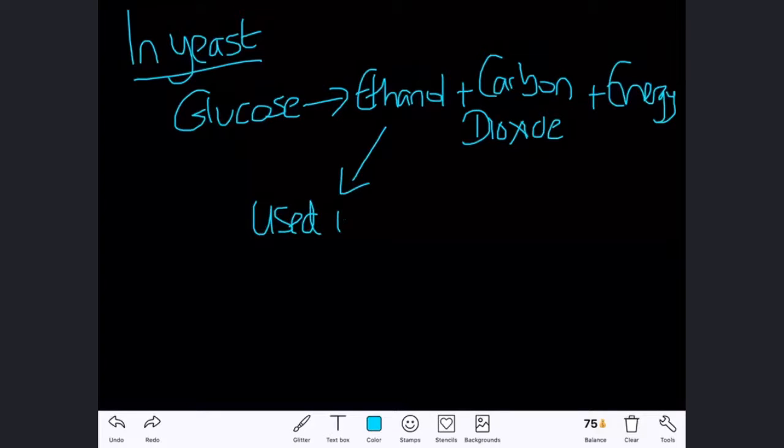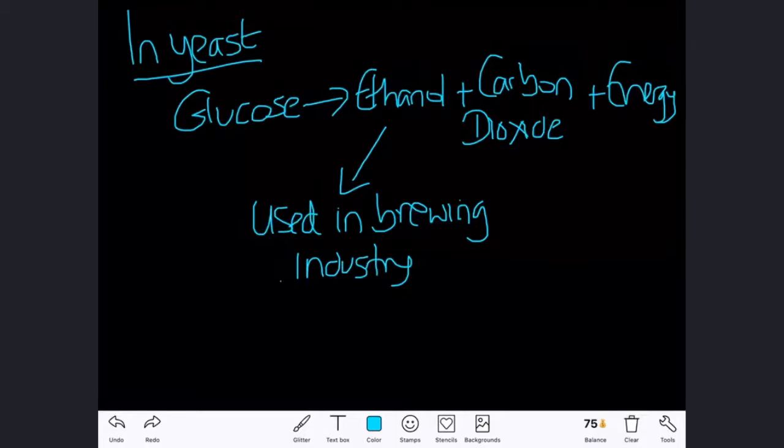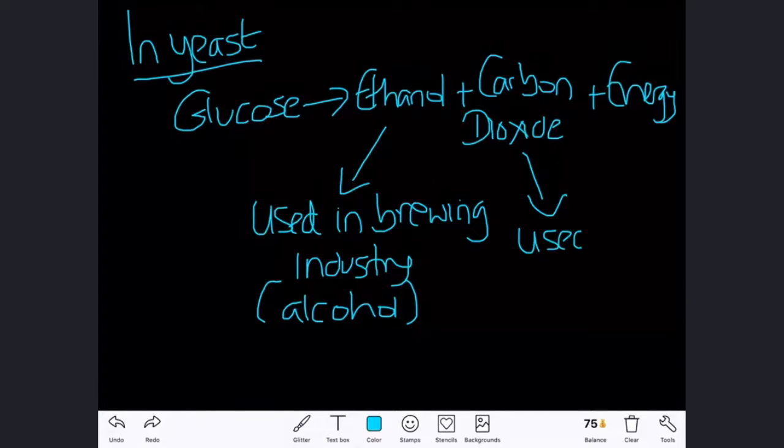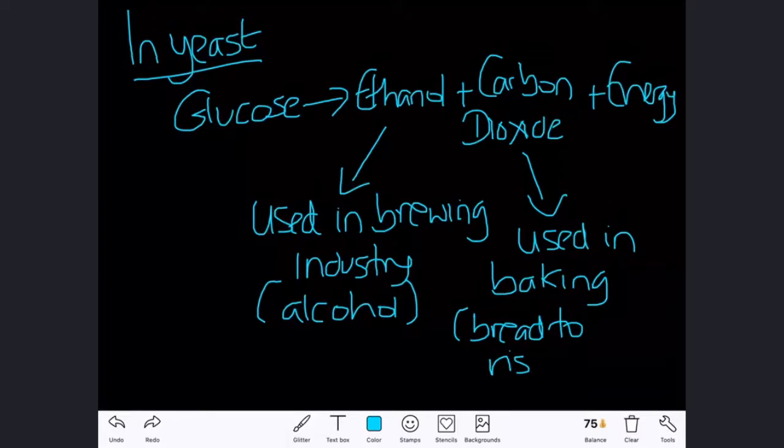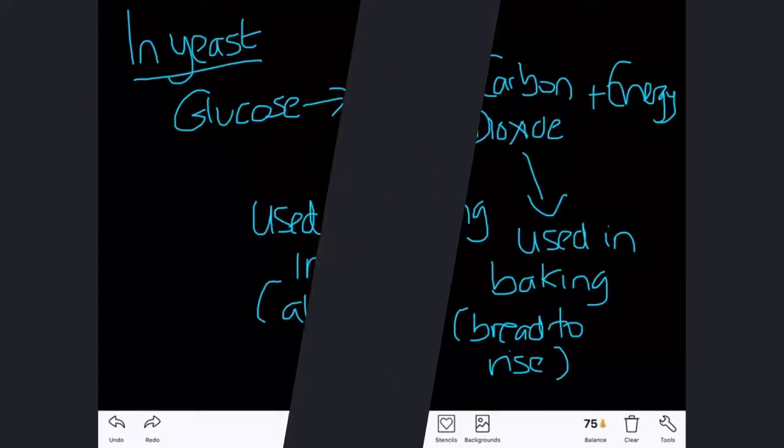In yeast, the products of anaerobic respiration are ethanol and carbon dioxide as well as energy. The ethanol can be used in the brewing industry as ethanol is alcohol. The carbon dioxide would also give the bubbles in the drink, but the carbon dioxide is also used in the baking industry to help the dough to rise. The ethanol in the baking industry would be burned off or evaporates when the bread is being baked.